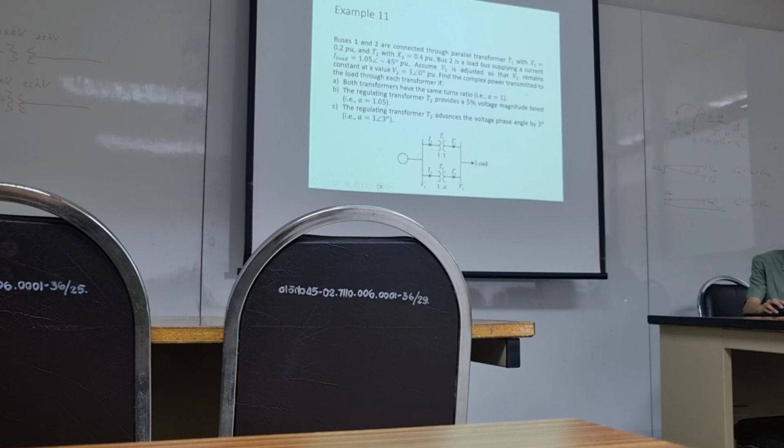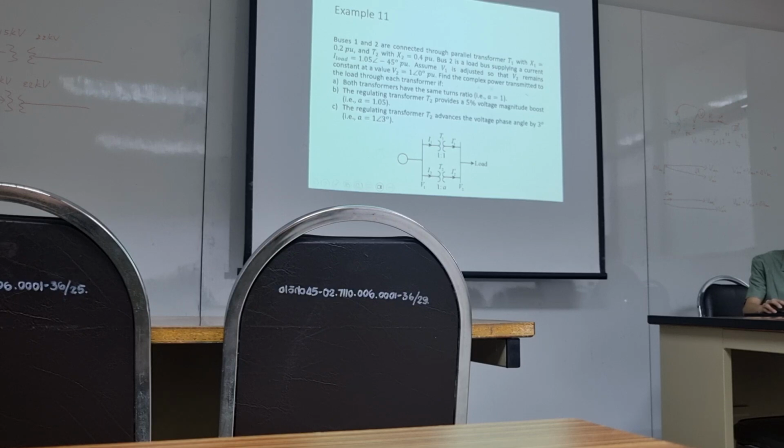Bus 2 is the load bus. This is the load bus, supplying a current, this is the load current. Assume V1 is adjusted so that V2 remains constant at this value. V2 is constant, but V1 can be adjusted.